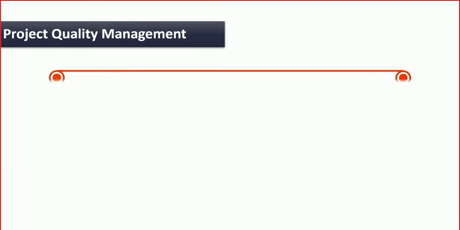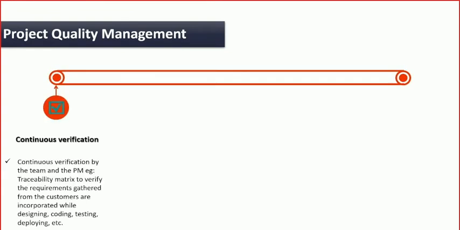If we talk about these five processes, continuous verification, or simply verification, is very important for quality concerns. So it should always be our priority to look into the data gathered from the customers and verify it, and think: are we really incorporating those requirements while designing, coding, or testing, or it can be deploying the project?